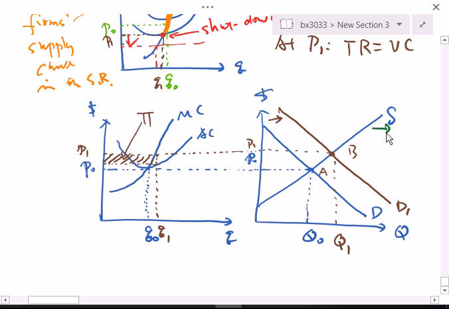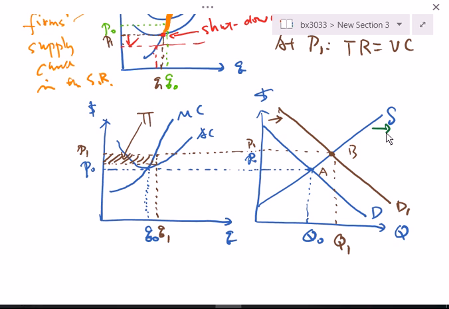Now the question is, shift by how much? To answer this question, know that what is driving this firm entry? It is the economic profit. So this economic profit is driving more firms entering the market. So as long as there is a positive economic profit, more firms will continue to enter the market.